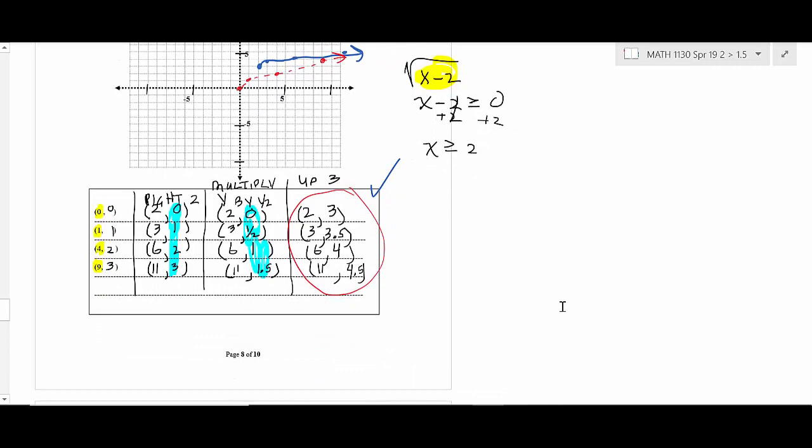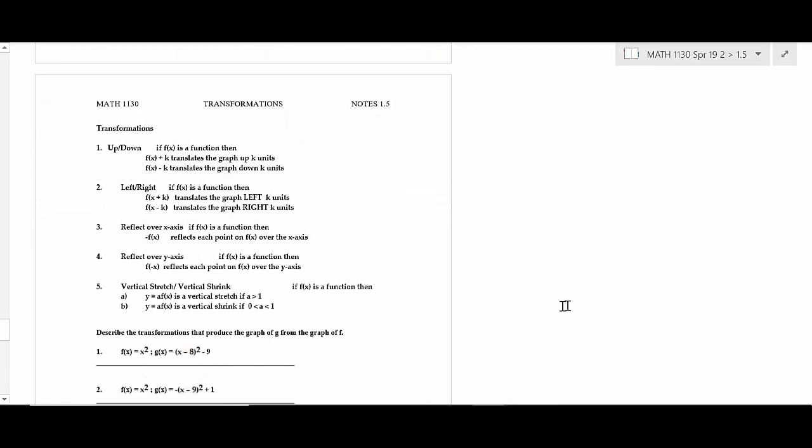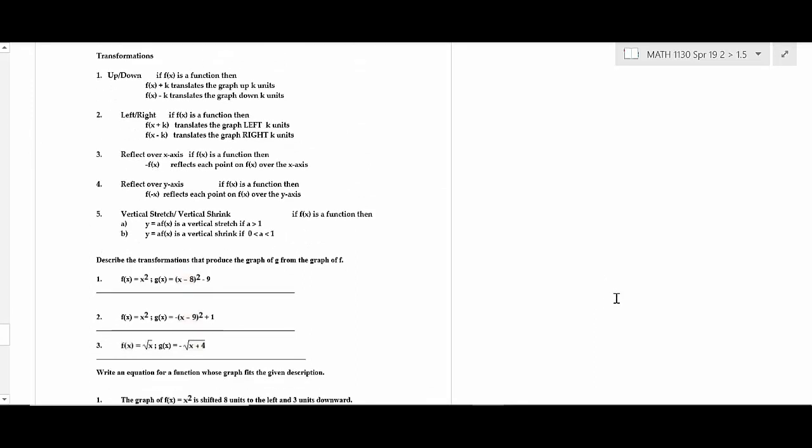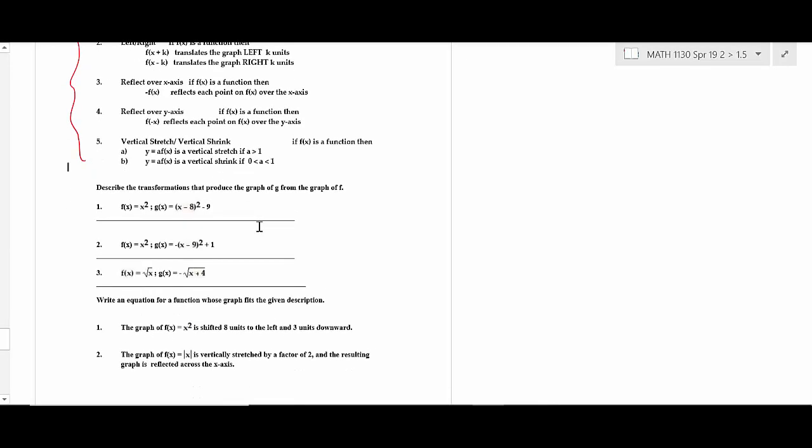All right, let's move to the next thing here. I'm going to do probably just one more of those, but in a little bit different way. On this next page, I just want to go through the transformations. This is a summary that you can look at, but these are the basic transformations that you need to know. So let's identify some of these. You'll do a little bit of this on your homework also.